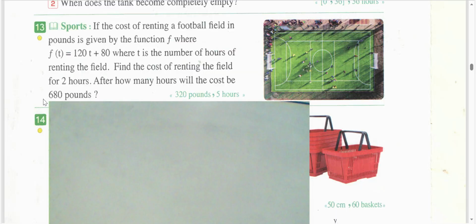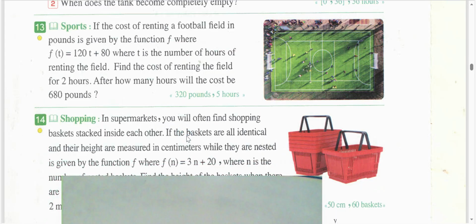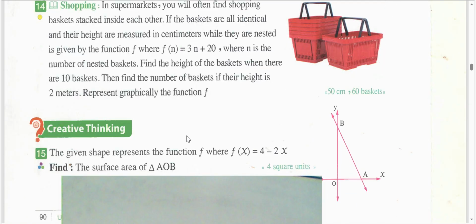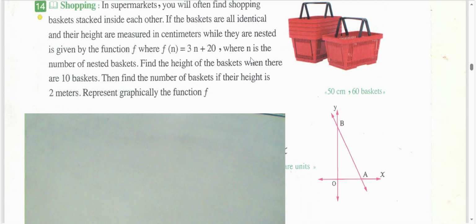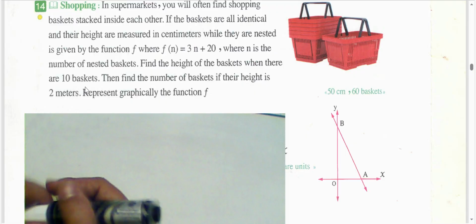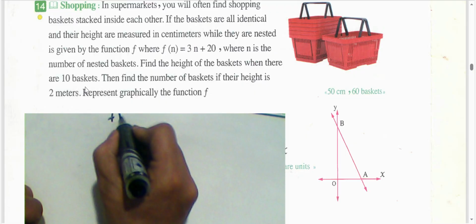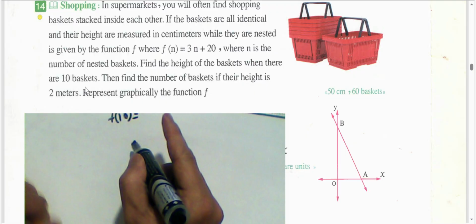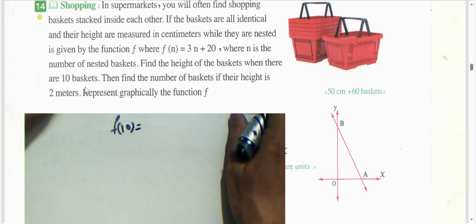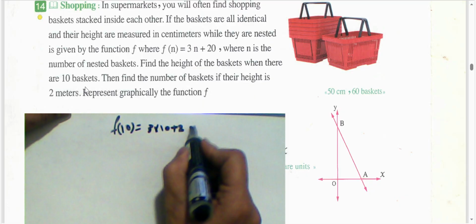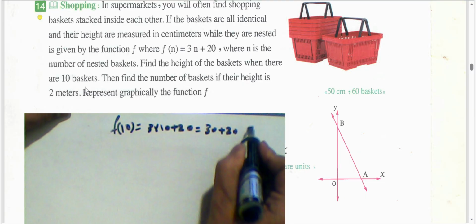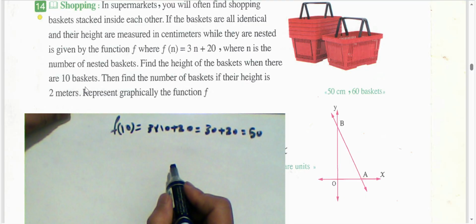Next question down, look with me, number 15. Also gives me a relation here, f of n equal 3n plus 20, where n is the number of listed baskets. Find the height of baskets when there are 10 baskets. F of 10 equal, in this relation, with the value of n equal 10. We have 3 times 10 plus 20. 3 times 10 is 30. 30 plus 20 is 50.